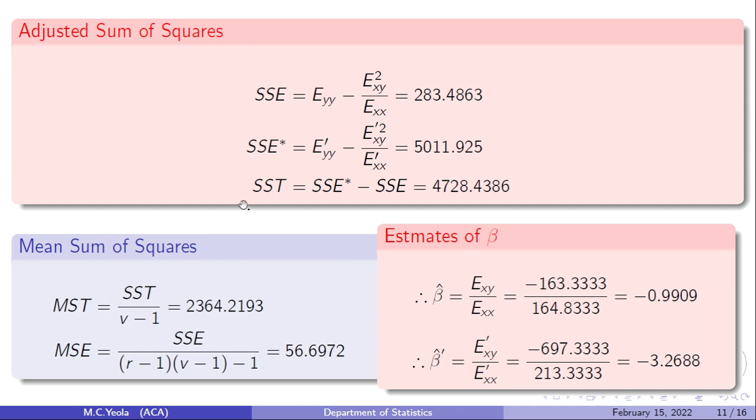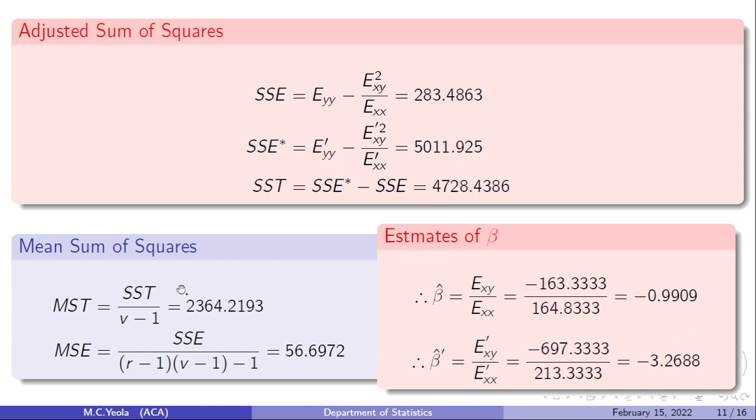And SST, the sum of squares due to treatment, is also an adjusted sum. SSE star minus SSE means this minus this. If we subtract this from this, we get what we call SST, the sum of squares due to treatments.